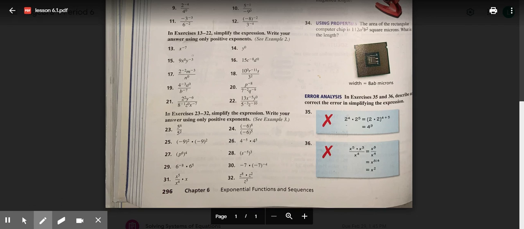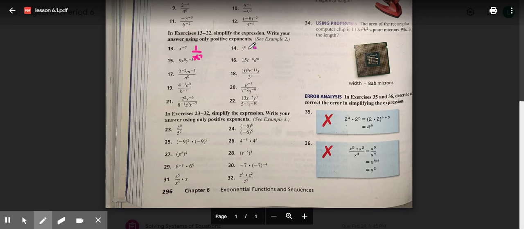Okay, so jumping back up, if we look at number 13, okay, number 13 says x to the negative 7th power. So remember, we want to flip it because it has a negative, okay? So we're going to have 1 over x to the positive 7th power. And that would be my simplified expression. And that's kind of hard to read, so let's change the color. Okay, that one's done.